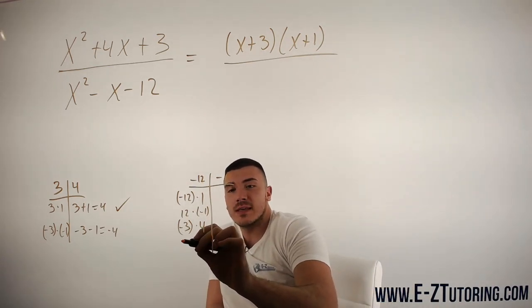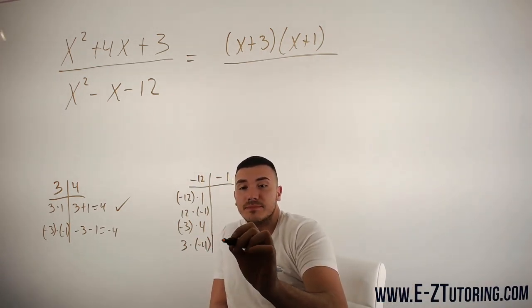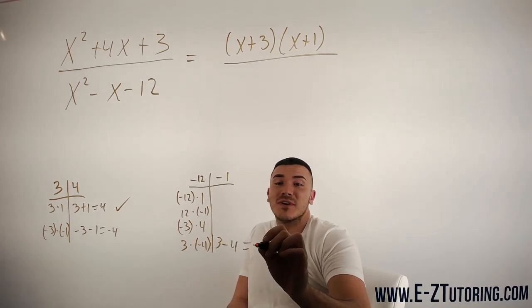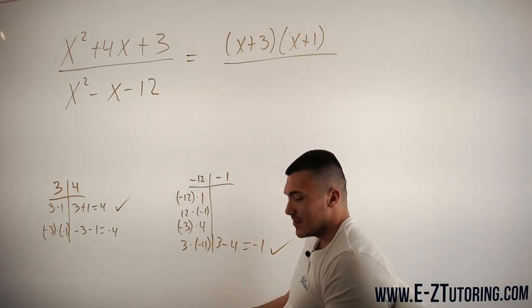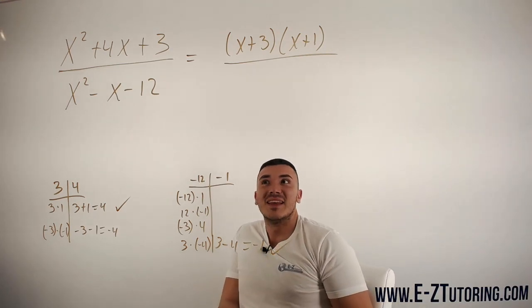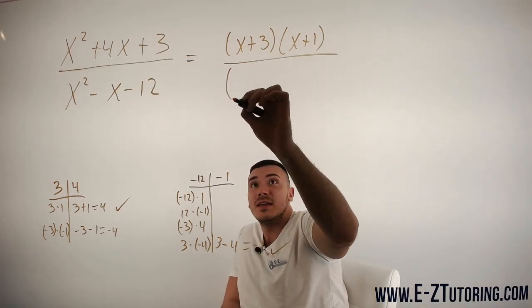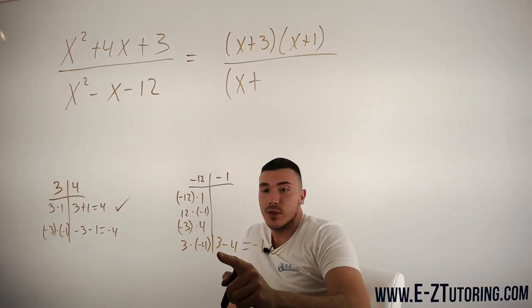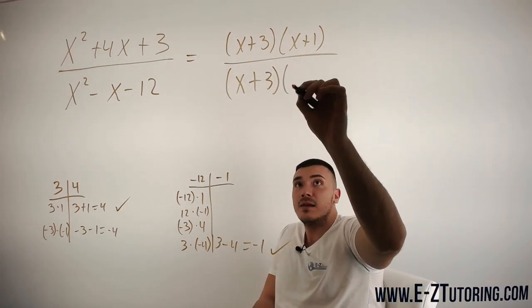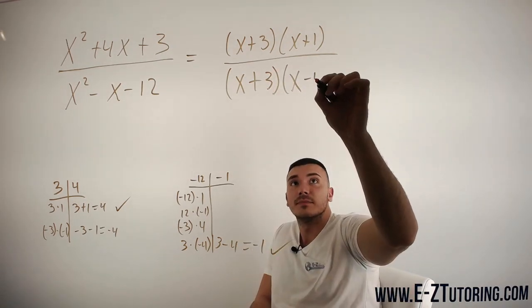Okay, let's go ahead and switch the signs. 3 times negative 4. And 3 minus 4 is indeed negative 1. Those are the magic numbers. So now we can go ahead and factor the bottom into x plus 3 and x minus 4.